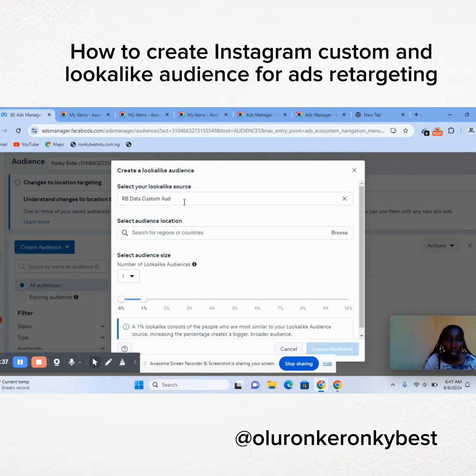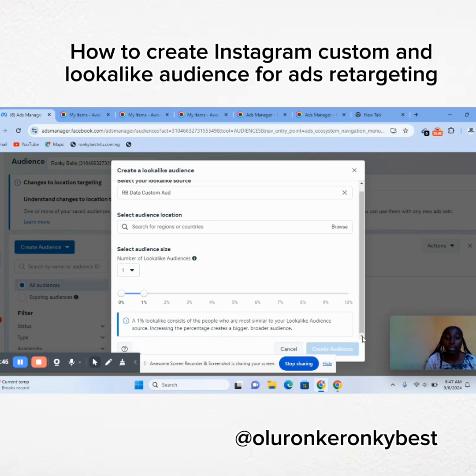Now, all these numbers, 1%, I will recommend that you leave it, because this is showing that these people are mostly similar to the people who have been engaging with your audience. That's what it means. So don't go and water it down by putting it at 2 or 3% because you want to expand the number of people that you will be able to target. We want quality. Although we want numbers, we also want quality. So this 1%, which is the default, is saying that these people are mostly similar. So that's what we are going for.